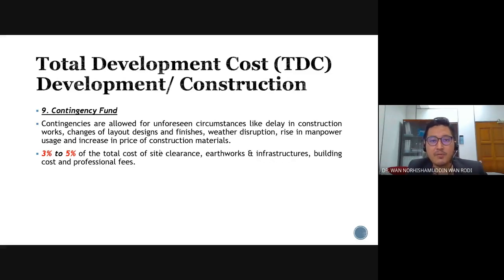Because of COVID-19 and etc. So you can use this contingency fund to finance these uncertainties. As far as I'm concerned, the cost is between 3% to 5% of the total cost from the site clearance work, building costs, and professional fees. So it depends on the types of the project. The higher or more complex the project is, the higher the contingency fund to be allocated.